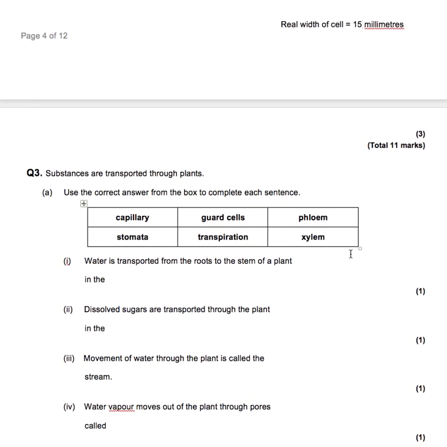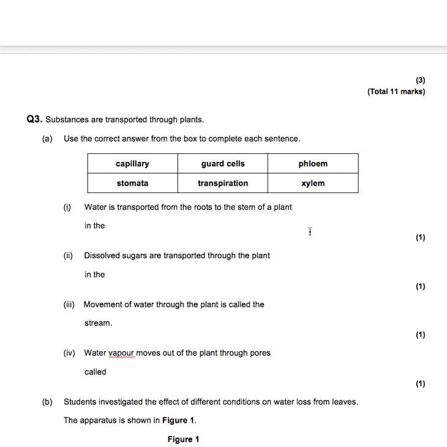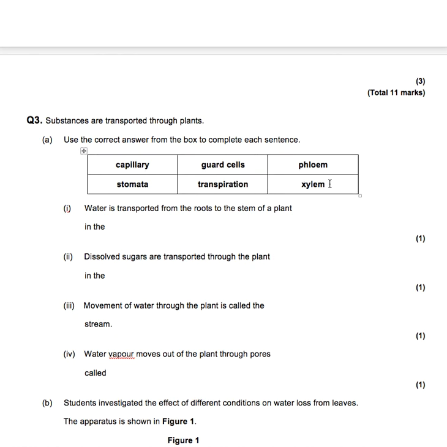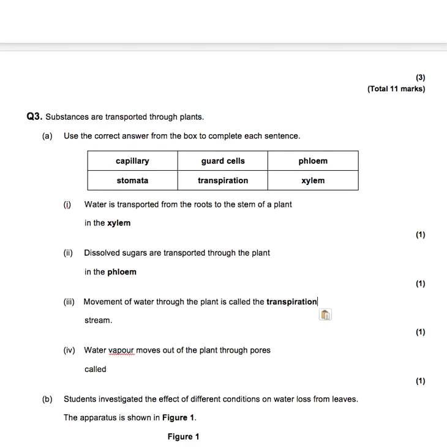Question 3. Use the correct answer from the box to complete each sentence. Water is transported from the roots to the stem by the xylem. Dissolved sugars are transported through the plant by the phloem. Movement of water through the plant is called transpiration. The transpiration stream. Water vapor moves out of the plant pores, and they are called stomata.